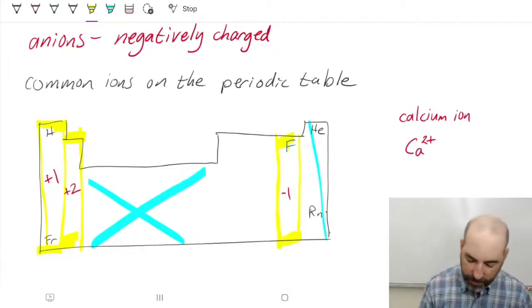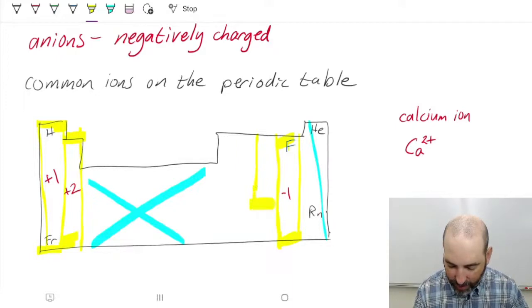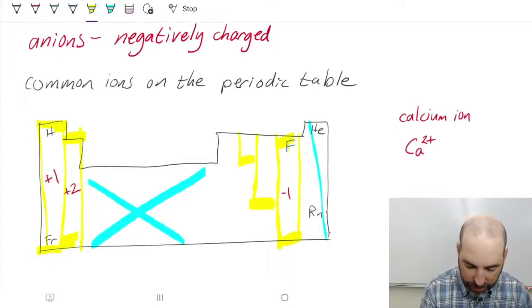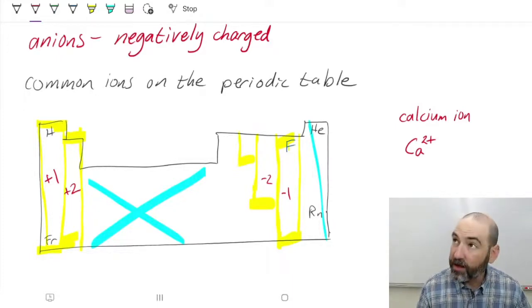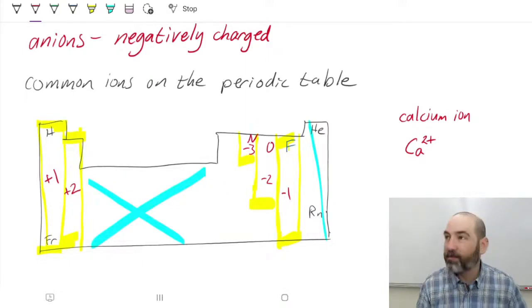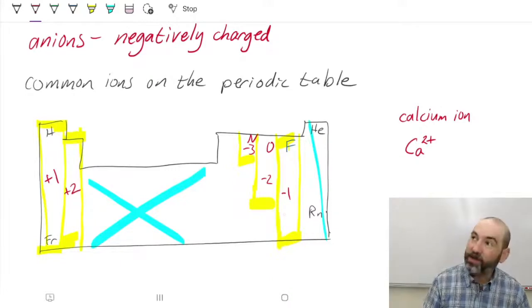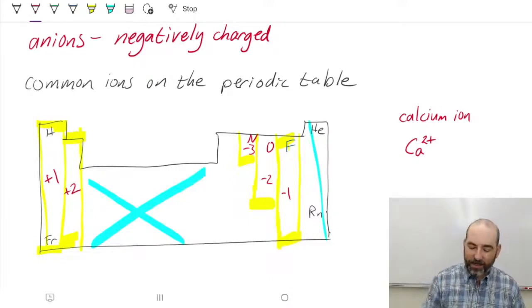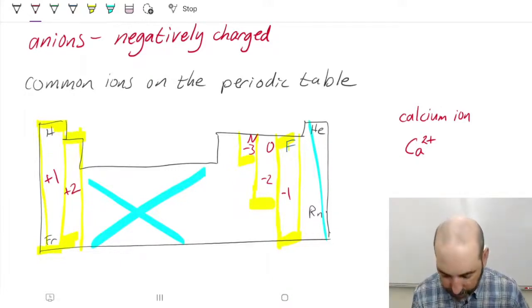And then a similar pattern kind of repeats itself for a while, where we can go -2 for the oxygen column and then -3 for the nitrogen column. But you'll notice I'm cutting it off a little bit, because that kind of breaks down as we get into the lower parts of those rows.